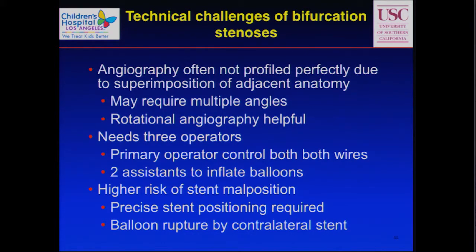So there's a lot of technical challenges in the bifurcation stenosis because the angiography often cannot profile things perfectly because there's superimposition of the vessels. The 3D angiogram actually can be very helpful. Sometimes you need multiple angles, and sometimes you need 3 operators. And if you do a triple balloon, you need 4 operators, 1 person to stabilize all the wires and 3 people to inflate.